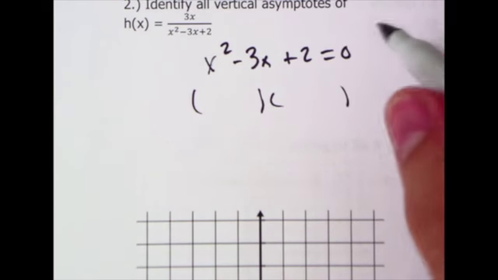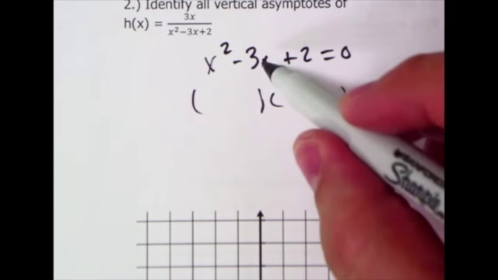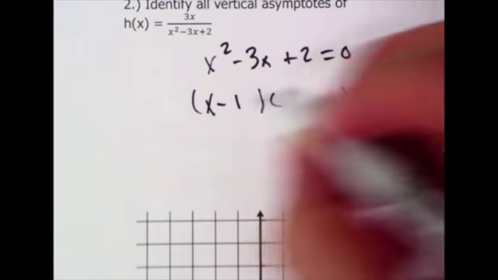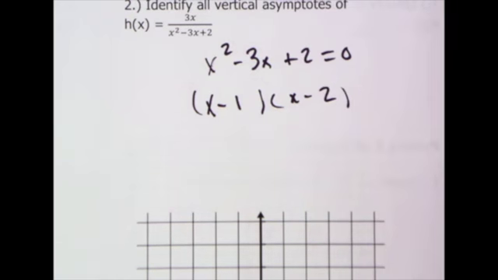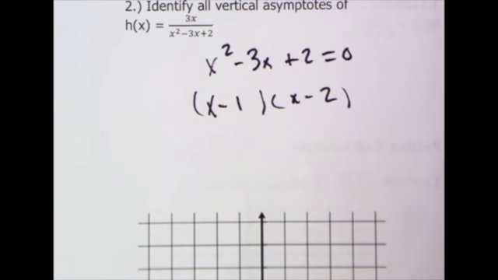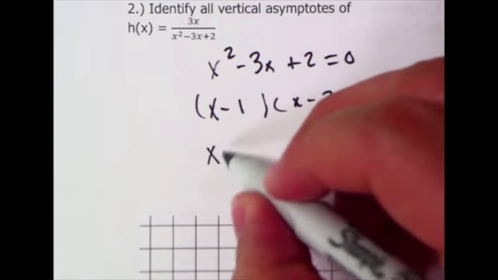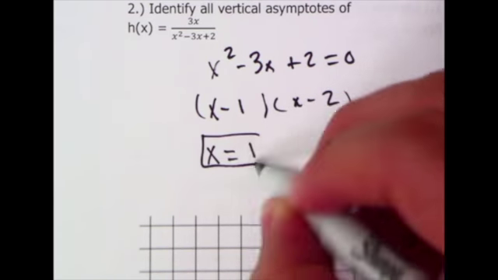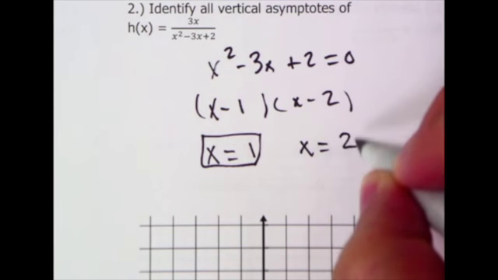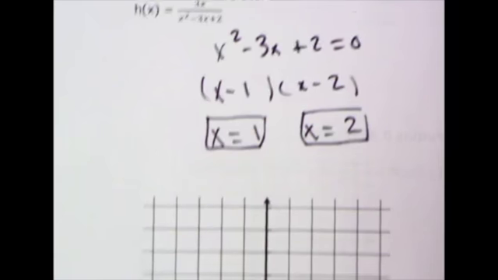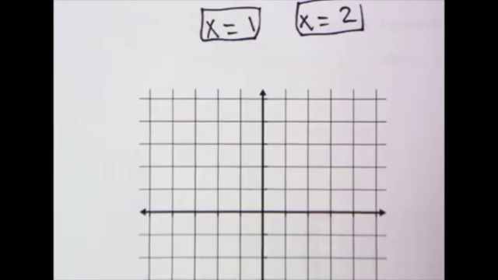What numbers multiply to be 2 and add to be negative 3? We should have guessed negative 1 and negative 2. So x minus 1 and x minus 2. Those multiply to be positive 2 and add to be negative 3. We set them equal to 0, giving me x equals positive 1 and x equals positive 2. So what that means is I'm going to have vertical asymptotes at 1 and 2.